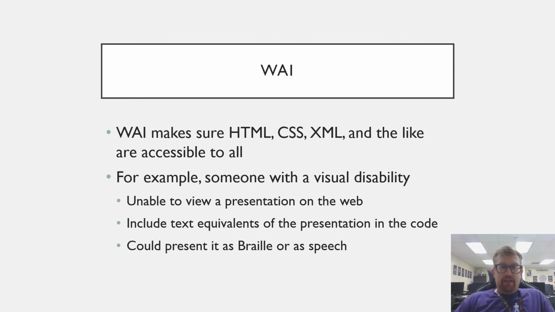So WAI is the organization from the W3C. WAI made the standards. WAI makes sure that HTML, CSS, XML, and all of those are accessible to all. So let's say, for example, someone with a visual disability is unable to view a presentation on the web. The coding in HTML allows them to include text equivalents of the presentation in the code, and it could be presented in Braille or as speech.